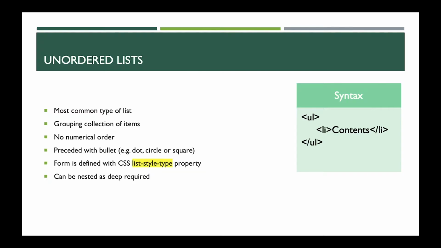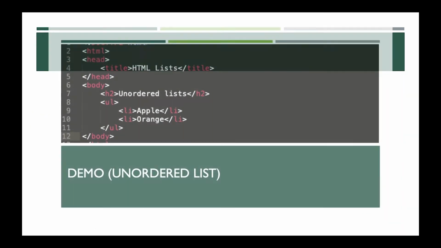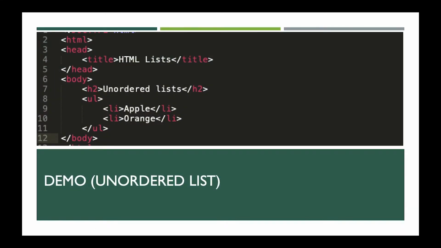Remember, lists can be nested as deep as required to achieve a certain outcome. To the right side, we can see the basic syntax for the unordered list. The UL element of HTML defines an unordered list. Within the UL element, we have got the LI element, which is basically defining the items for that list. With that being said, let's look at how we can implement an unordered list in a web page.